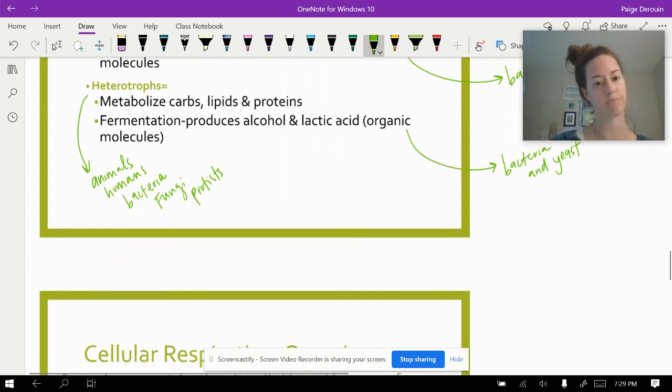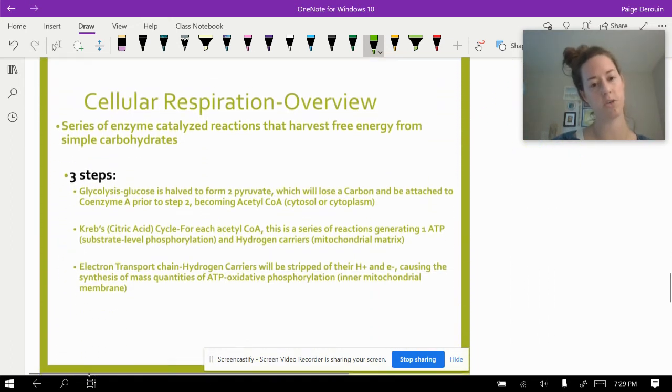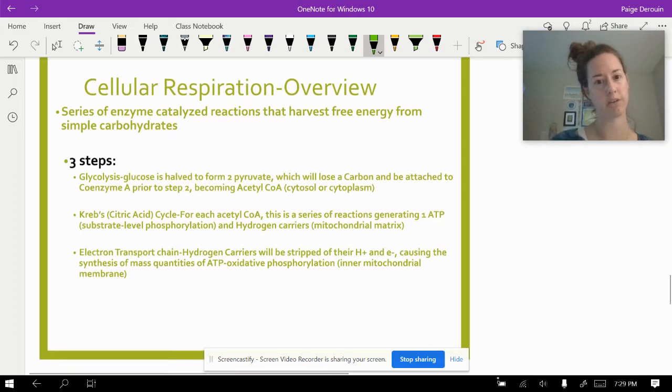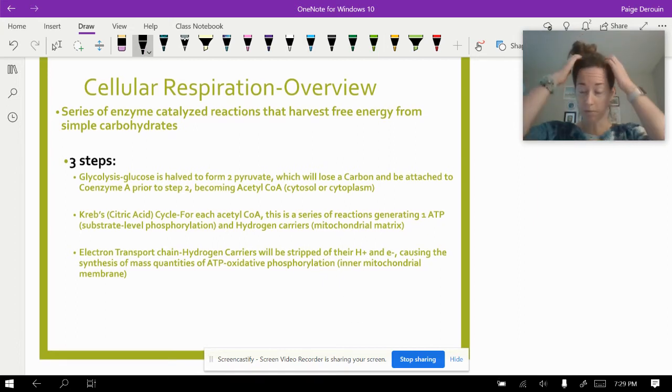Okay, let's do a quick overview of cellular respiration. And this is something that has a lot of vocab. And we're going to delve into each step sort of individually as we go through this process. And then we'll do photosynthesis after. But there are three main steps to cellular respiration. Overall, like I already said, the goal of cellular respiration is to get free energy out of carbohydrates.